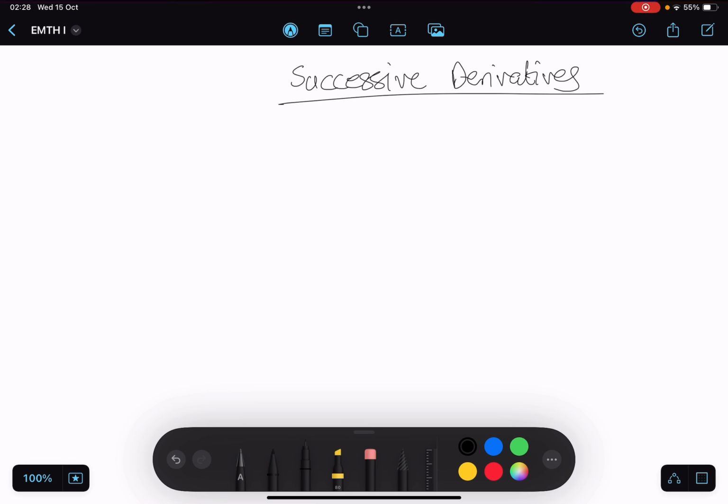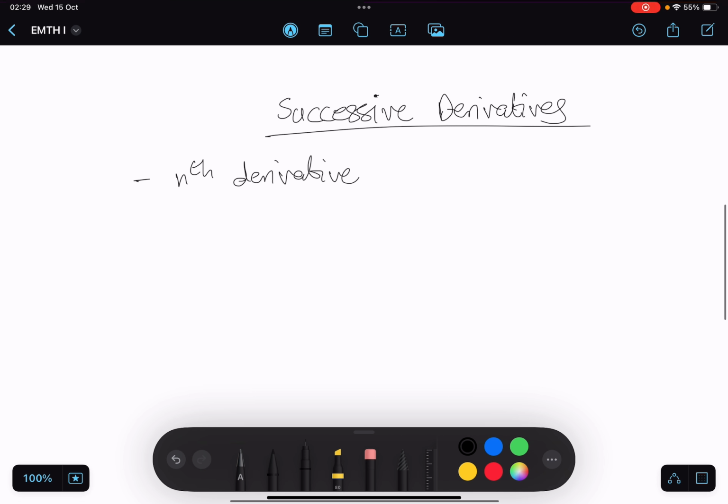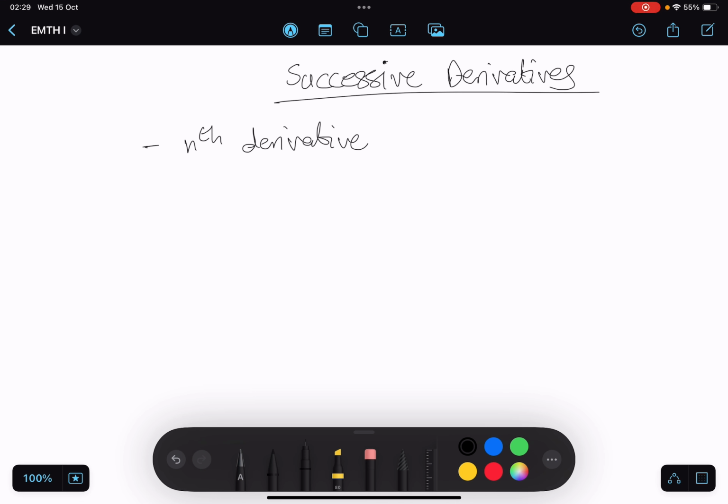as many times as we can. So the main application of successive derivatives is when you're going to look at the nth derivative. We are trying to formulate mathematical expressions that we can use to find the nth derivative for different types of functions. So before we derive those formulas, we need to look at the notation that we're going to use in this video.